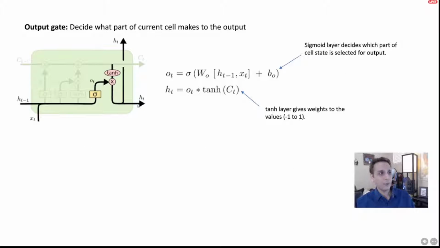And moving on to the output gate, which is the last one down here, again it has a sigmoid right there, and the sigmoid decides which part is selected for the output. And the tanh gives, as usual, the weights to these incoming values right there, and then a multiplication operation right there, and that's what you get as an output right there.